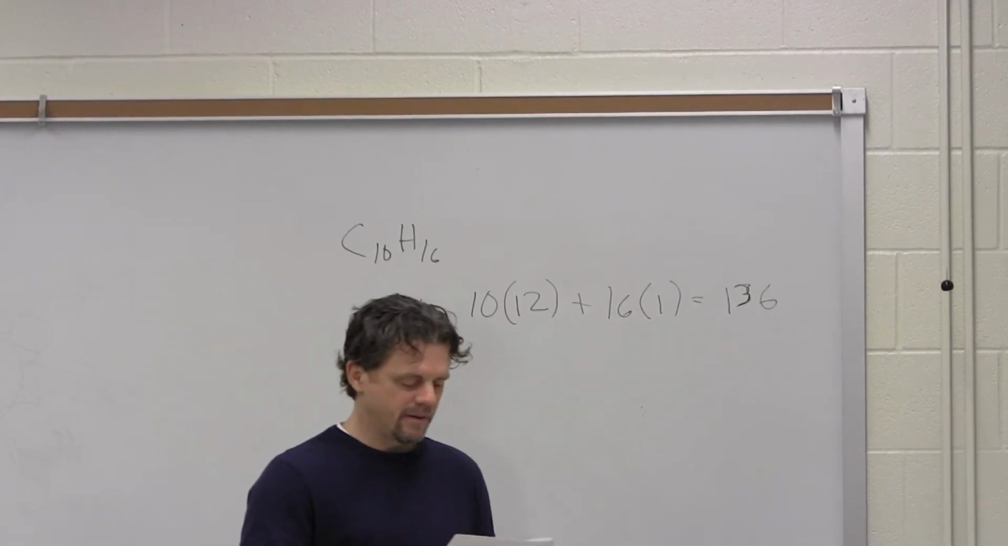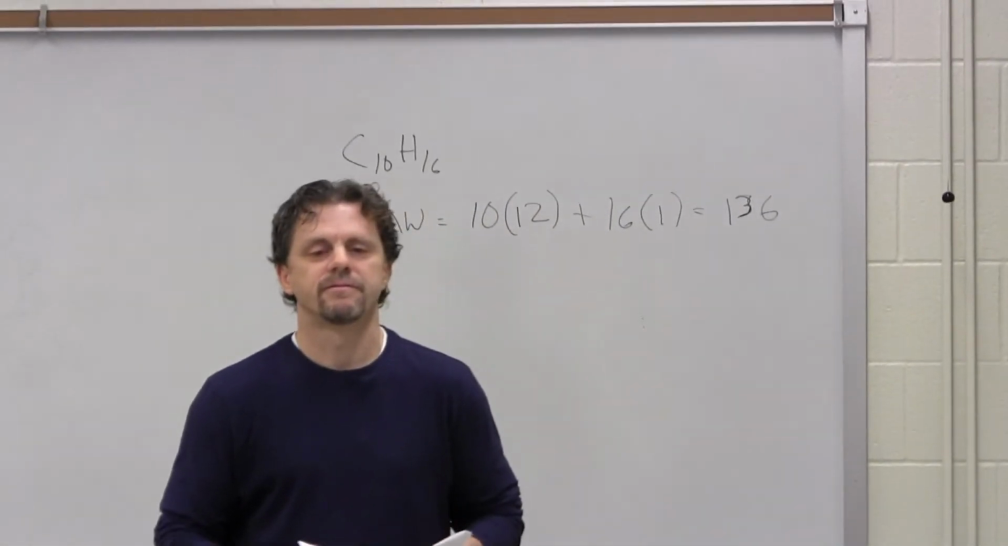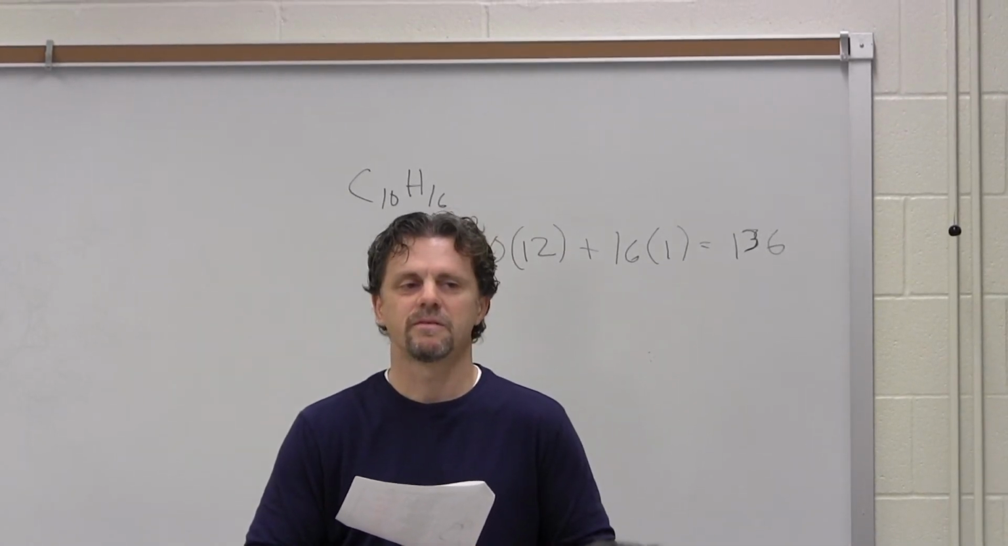A diterpene consists of how many of the aforementioned building block units? How many isoprene units make up a diterpene? 4, right?